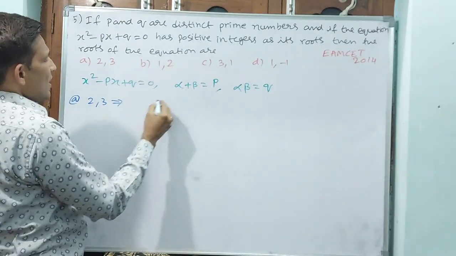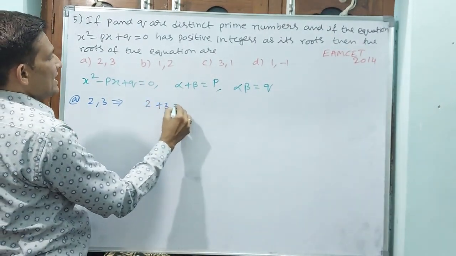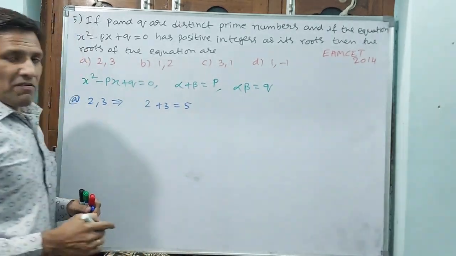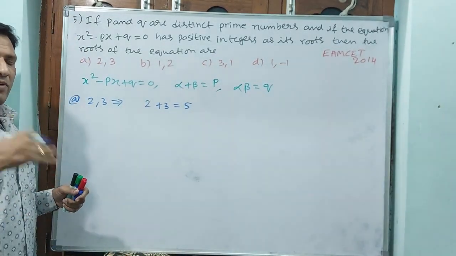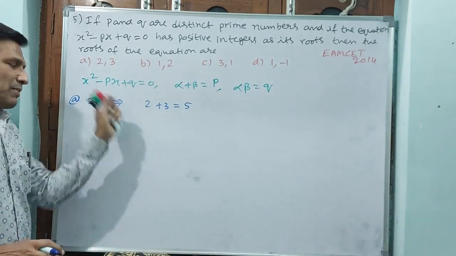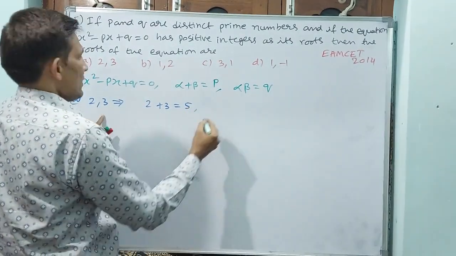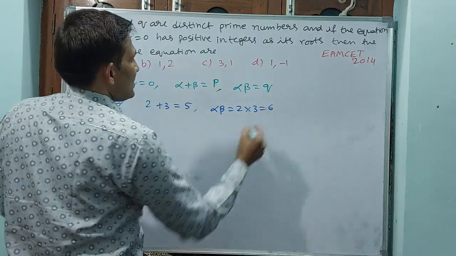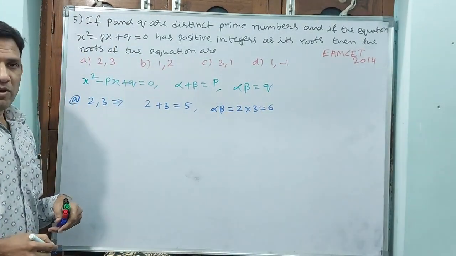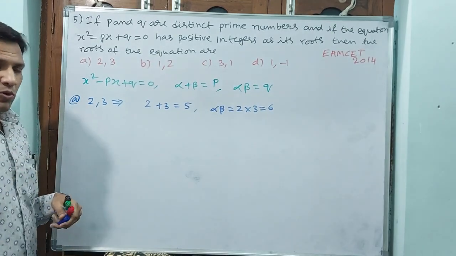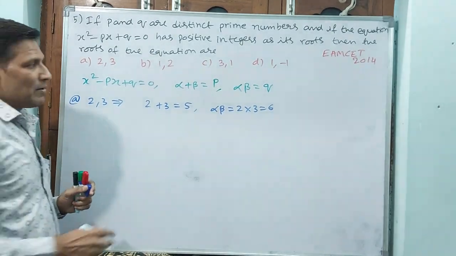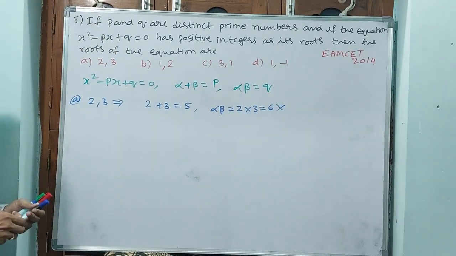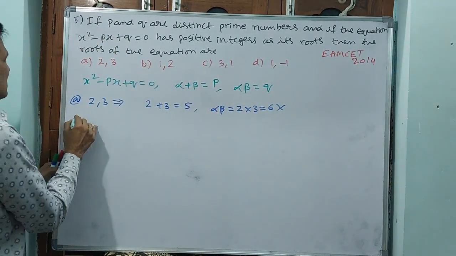Okay. See alpha plus beta. 2 plus 3 is equal to 5. Let this be p. 5 is a prime number. Definitely 5 is a prime number. 5 into 1 is 5. That's all. Okay. Let us go. Alpha into beta. 2 into 3 is equal to 6. 6 is a prime number? No. Why? Because see, 6 into 1 and 2 into 3, both are going to come. That is why 6 is not a prime number. This option is closed. Okay? Understand? Then go for second option.